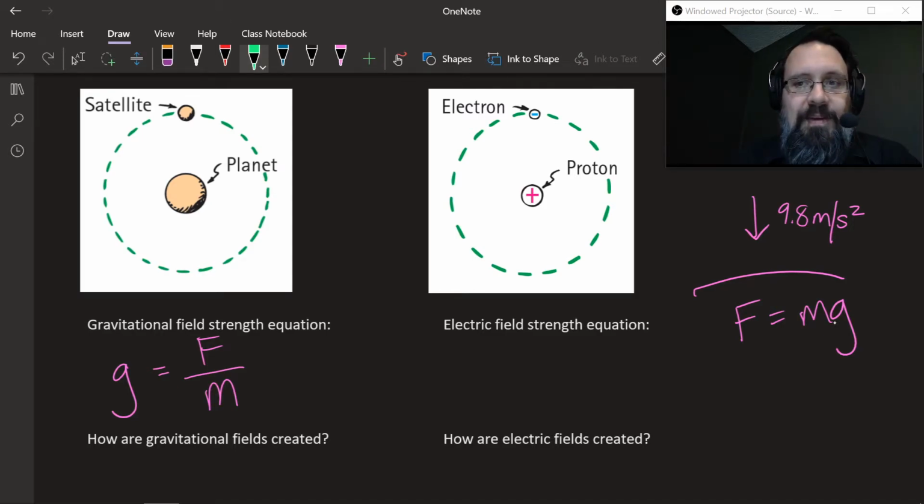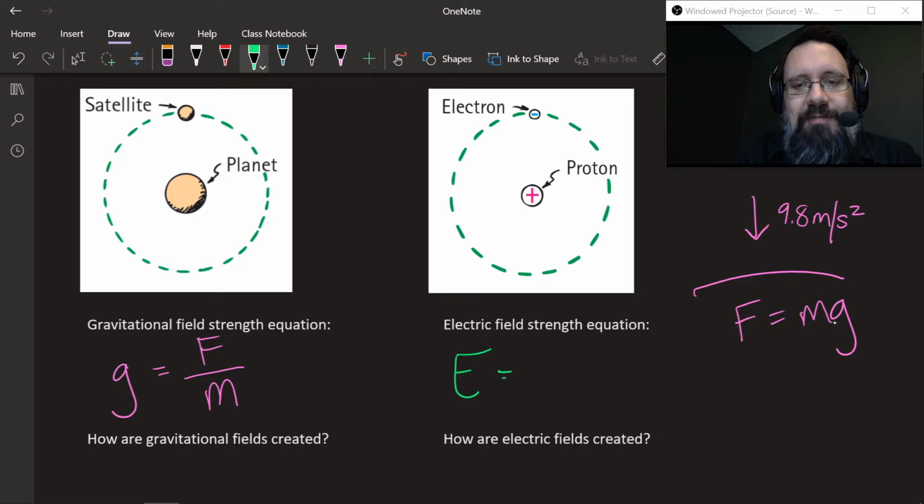For electric field, it's almost the same. The difference, though, is that we don't use g for electric field. We use E. Even though E stands for energy, we use the same letter. I know it's a little bit confusing. Sorry for that. That's just how physics is.